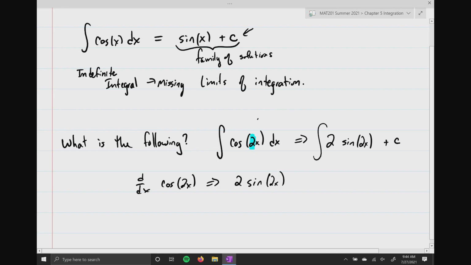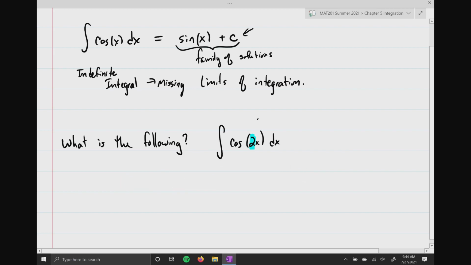Because remember, you're differentiating cosine of 2x, and what we need to do is find that original function that gave us cosine of 2x, not the derivative of cosine of 2x. Okay? So, we're really, really close with our answer here. Okay? We're going to use a technique called U Substitution. Okay, that's the technique we're going to do.